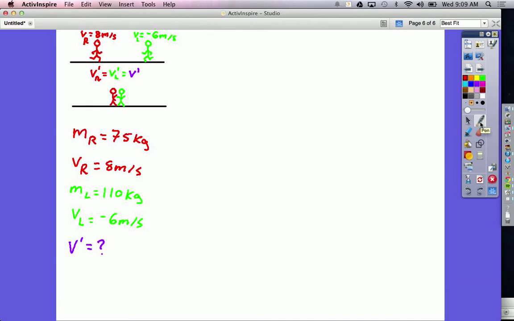We're going to be using conservation of momentum, so I know that the momentum of the running back plus the momentum of the linebacker has to equal the momentum of the running back after the collision, that's why there's a little prime there, plus the momentum of the linebacker prime, or after the tackle.